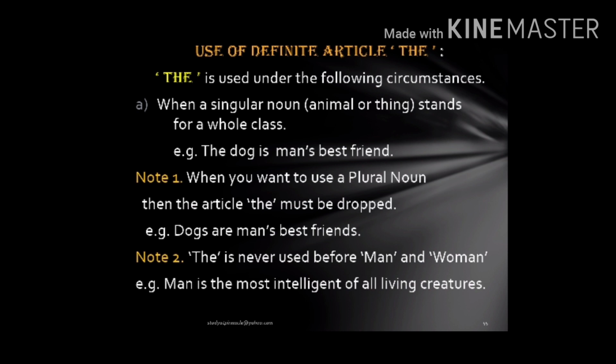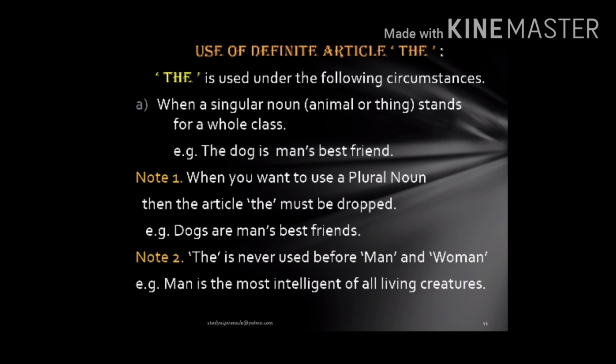Now look at this example. The dog is a man's best friend. When I'm talking about the dog is a man's best friend, I'm not just talking about one dog who is a man's best friend. I'm talking about the whole class of dog. That is why we have to use the. The moment this dog, the singular noun, becomes plural, we will be doing this in the omission of articles, the article the is dropped. We'll come back to that.